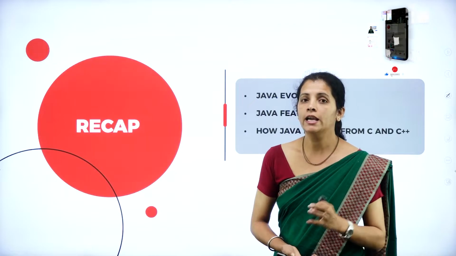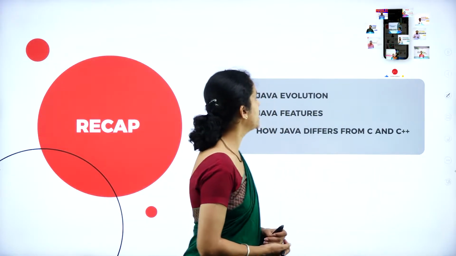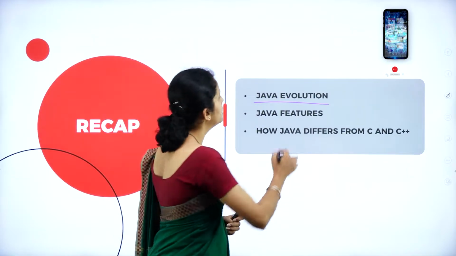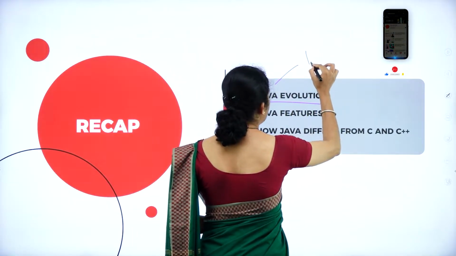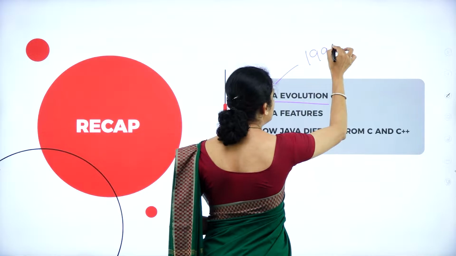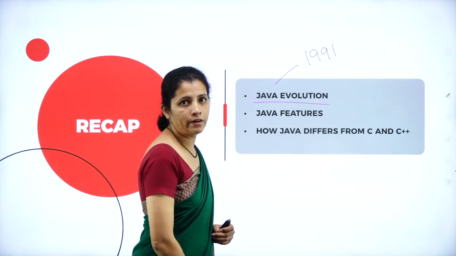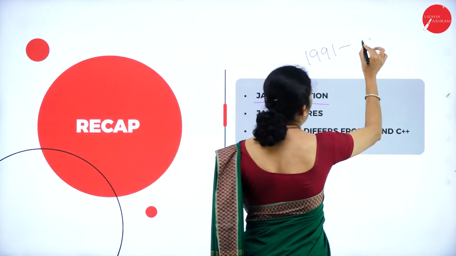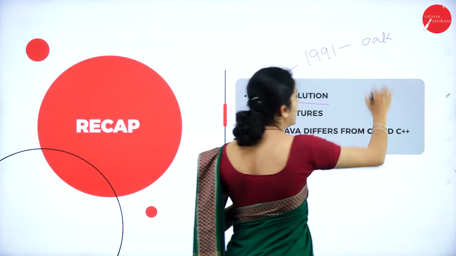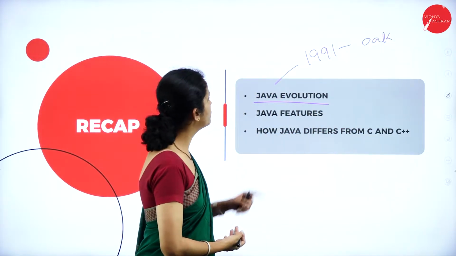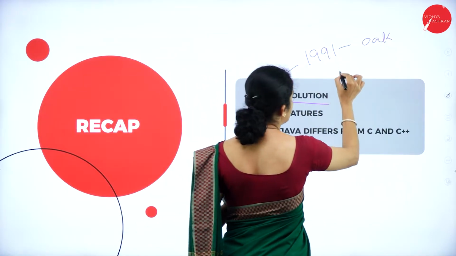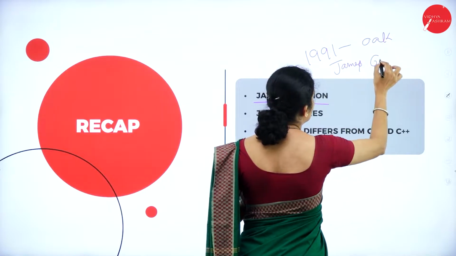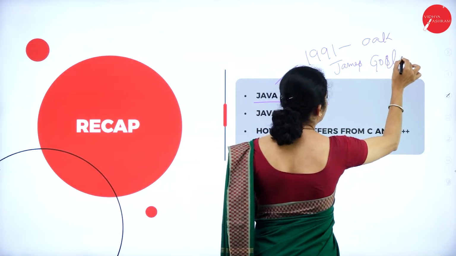So dear student, before starting my today's session, let's recall the topic which I covered in my last session. In my last session, I started with Java evolution. Java came into the picture in the year 1991, and what is the first name? That is OAK. And who is the father of Java? That is none other than James Gosling.